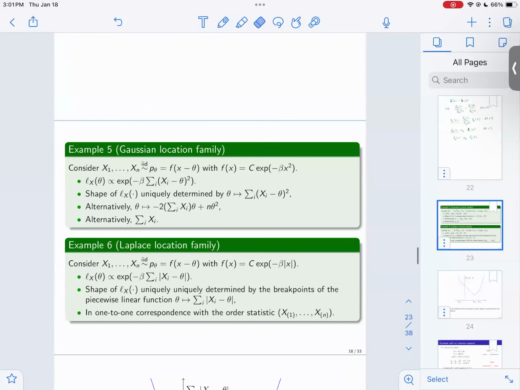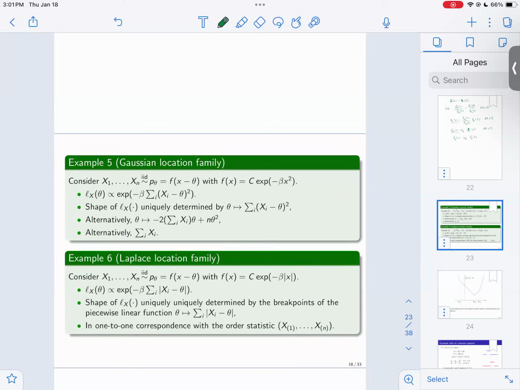So let's do this to see the example. Suppose I have X1 up to Xn, IID from P theta with density f of x minus theta, where f is the exponential one. So this is the location family that we did. I'm going to look at the likelihood function. If you recall, it's just the density viewed as a function of theta. So the density is, by definition, c e to the negative beta (x minus theta) squared. That's for a single data point, so let's say for i.